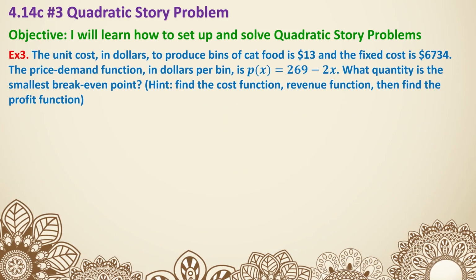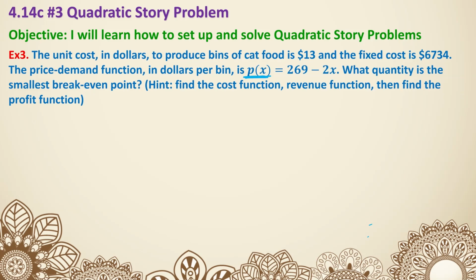The unit cost in dollars to produce bins of cat food is $13 and the fixed cost is $6,734. The price demand function is given. So this is actually the price. What quantity is the smallest break-even point? So here's a little hint. Find the cost function, revenue function, and then find the profit function.